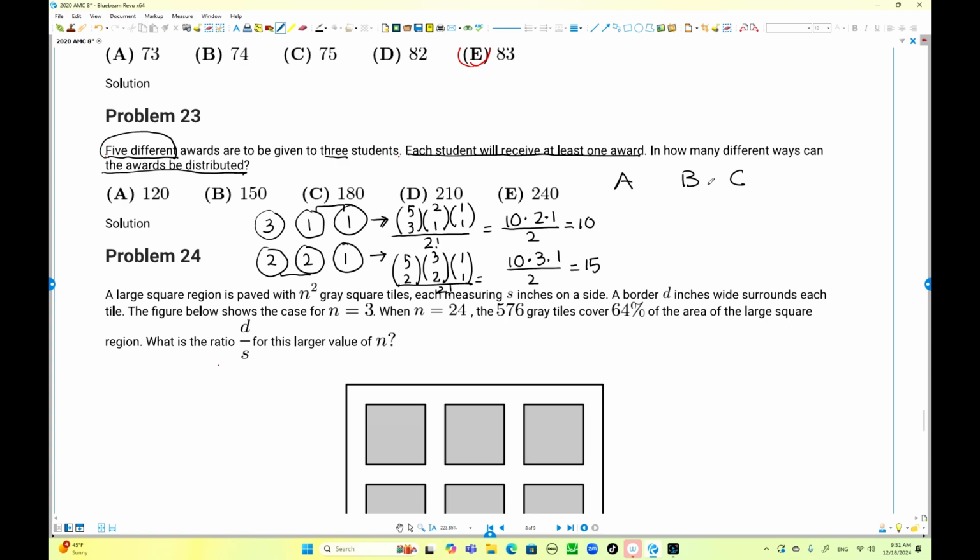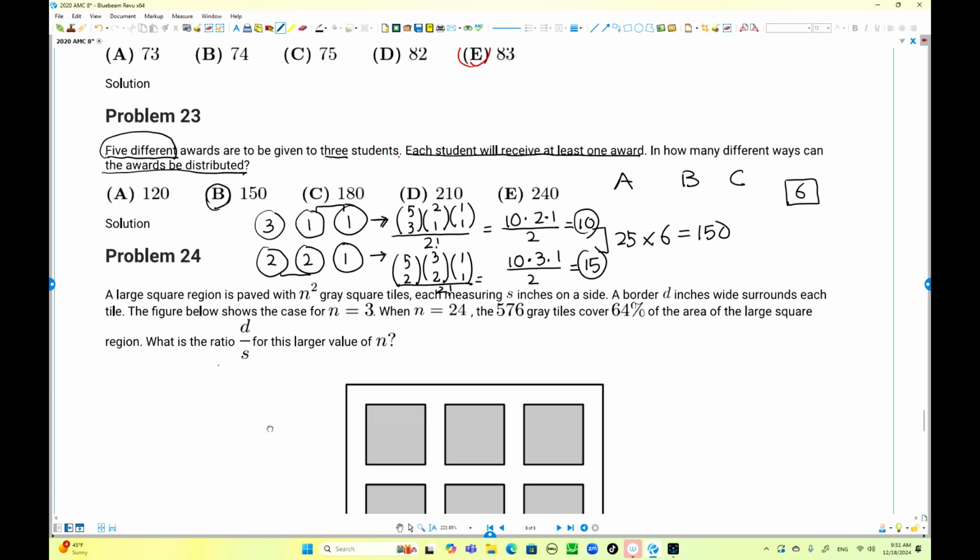We arrange into 3, right? 3 times 2 times 1, right? 3 factorial is 6. Each case has 6 different arrangements, right? Total cases are 10 plus 15, 25, right? Each case is just 6. So total is what? 150, okay?